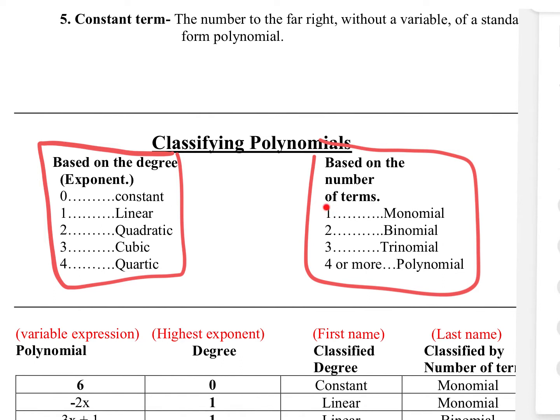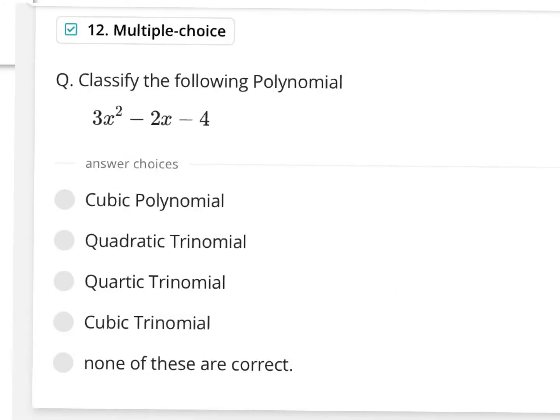If you only have one term out there, that's a monomial. Mono means one. If you have two terms out there, like x squared plus 4, that'd be a binomial. Three terms, trinomial. Four or more, we just call polynomial. So with that said, this is a quadratic trinomial. Quadratic because it's a power of 2, trinomial.